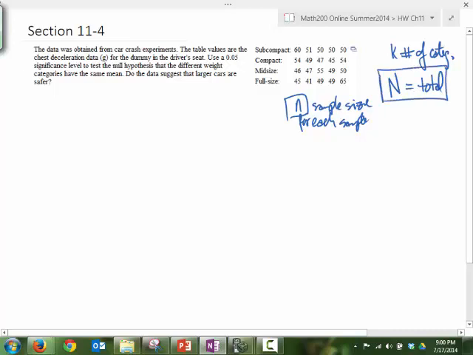And we're going to have N to be our total number in all the samples. So we have little n samples for each, and we have K samples, so capital N should equal little n times K, counting the number of samples for each.